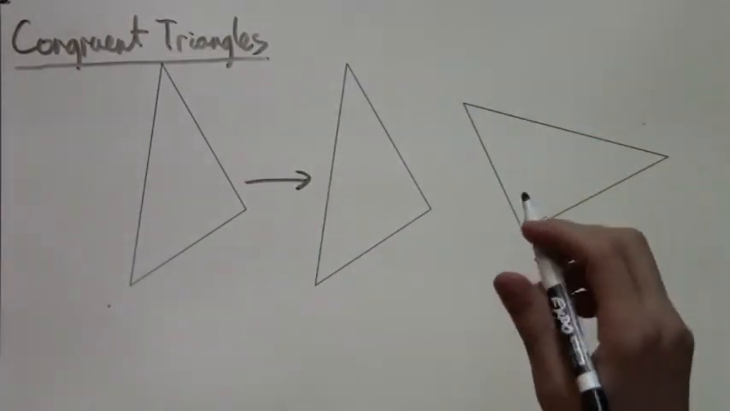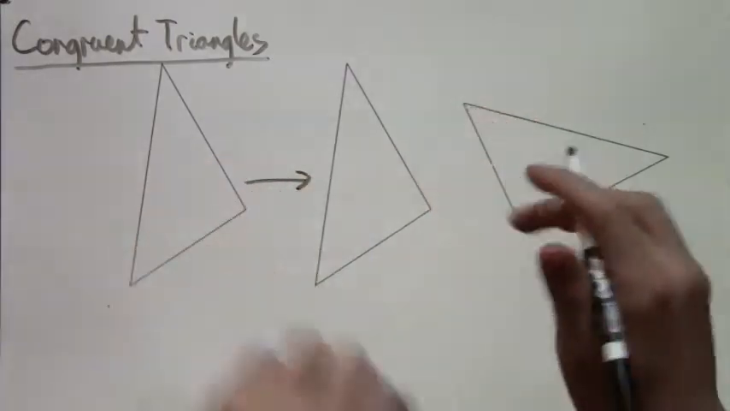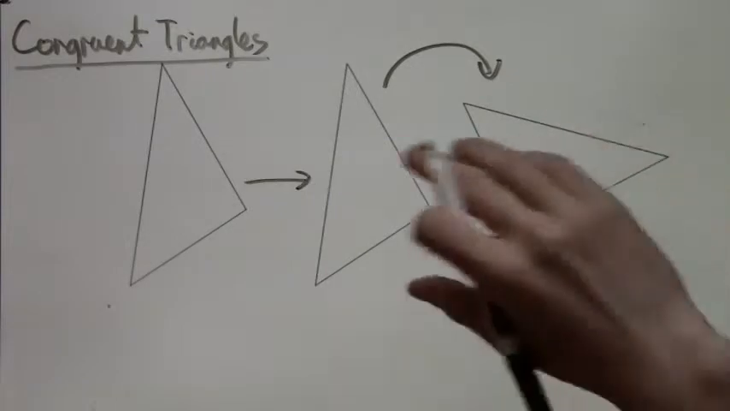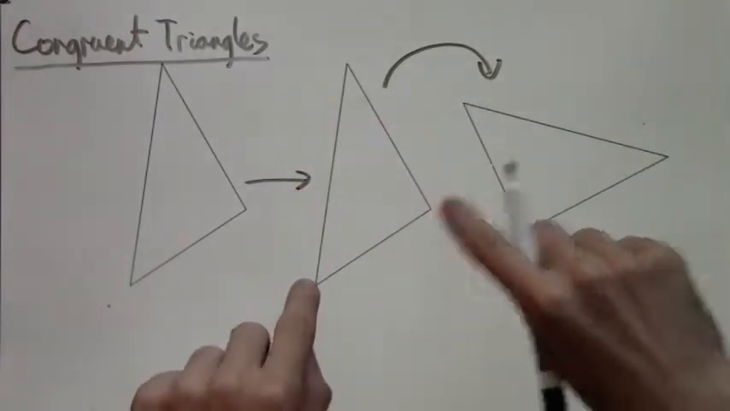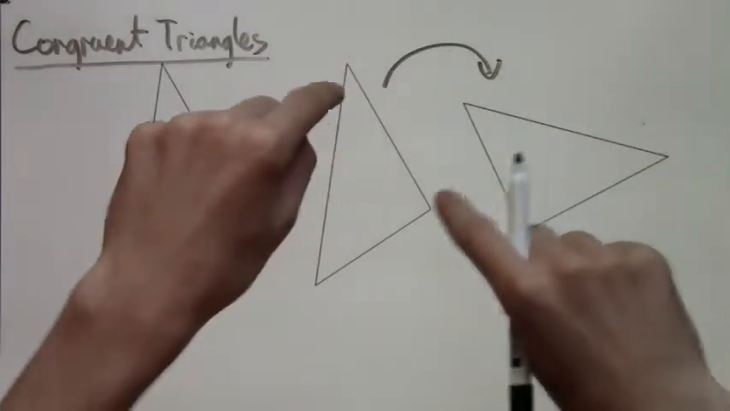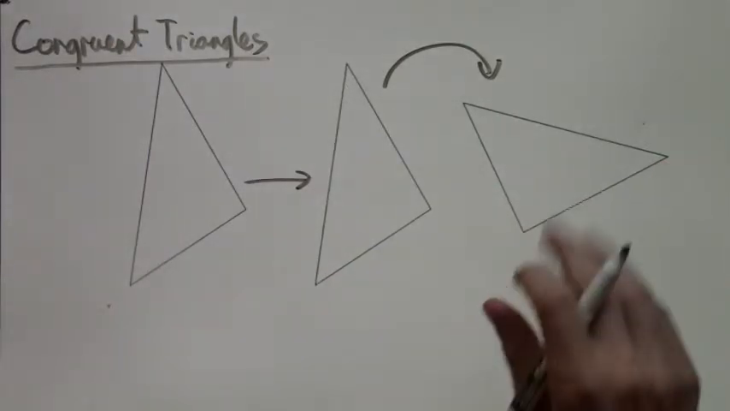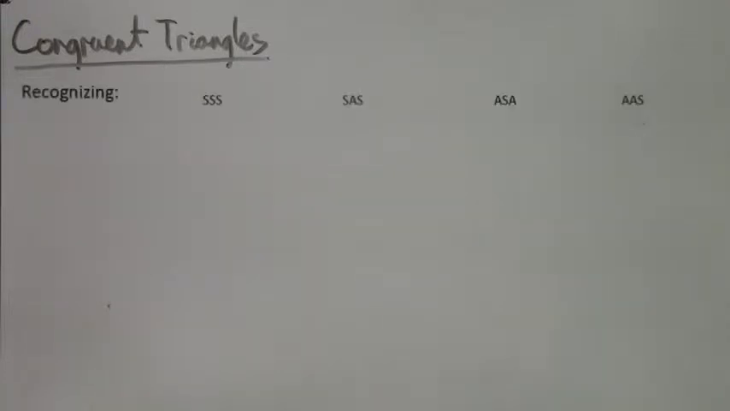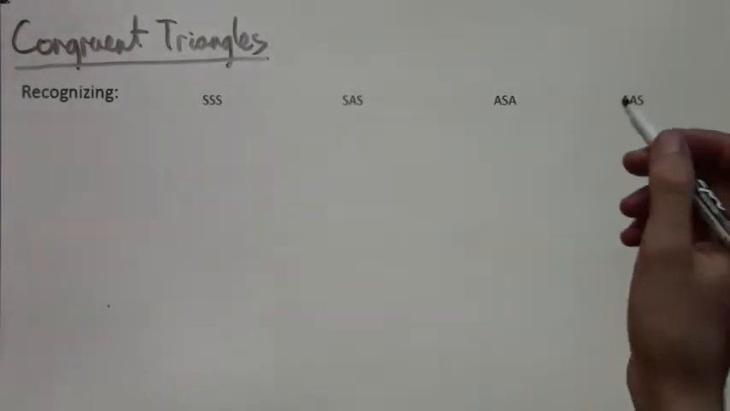Why? Because you can shift them and make them overlap exactly the same. Or you can also rotate them and shift them, and they'll still have the same shape. So this is what we call congruent. When two or more shapes are the same, and the only difference between them is where they're drawn or how they're rotated. So there are some rules about recognizing if triangles really are congruent or not.